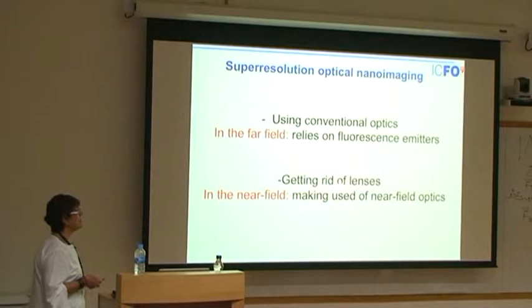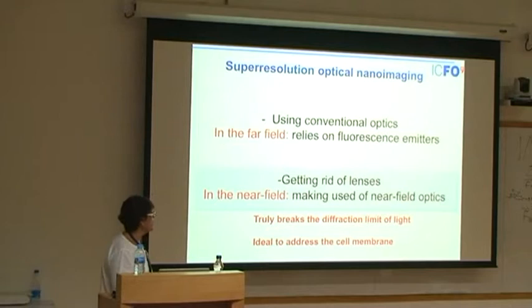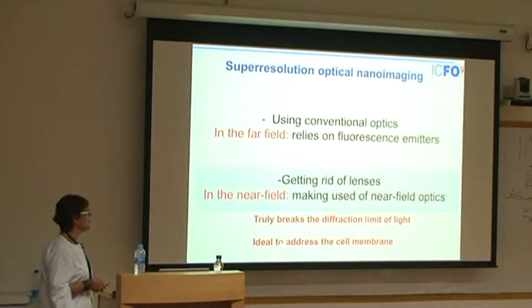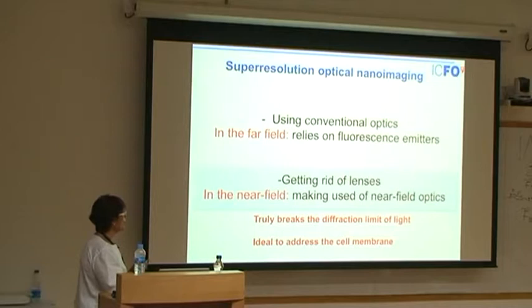So now, why is it interesting for our group to work with near field? Essentially because this technique, aside from the fact that it does break the diffraction limit of light, is an ideal technique to address the cell membrane and the proximity of the cell membrane, and I will tell you why in a couple of minutes. We use quite a lot of these techniques in our lab, so we have commercially available setups there. When we have a specific problem in which we want to address the cell membrane, we essentially work with near-field optics.